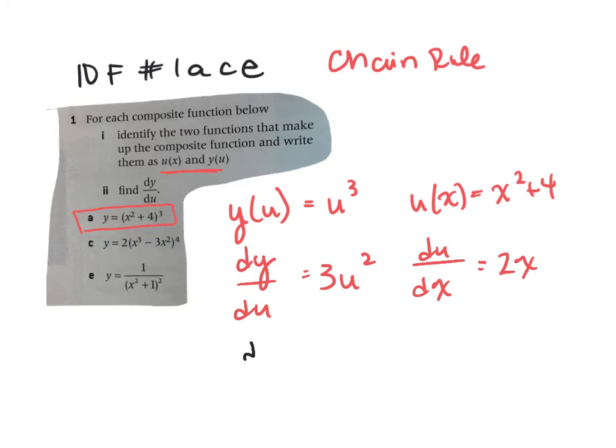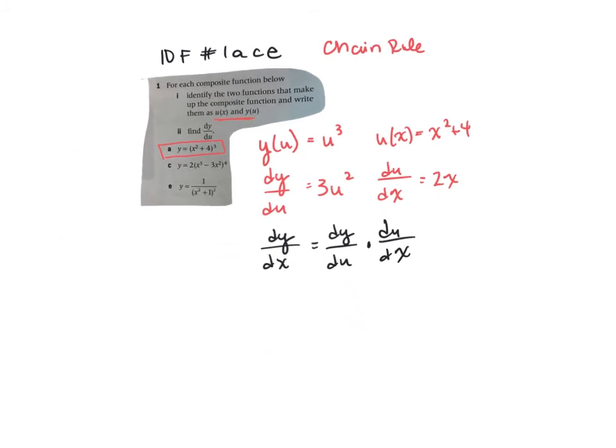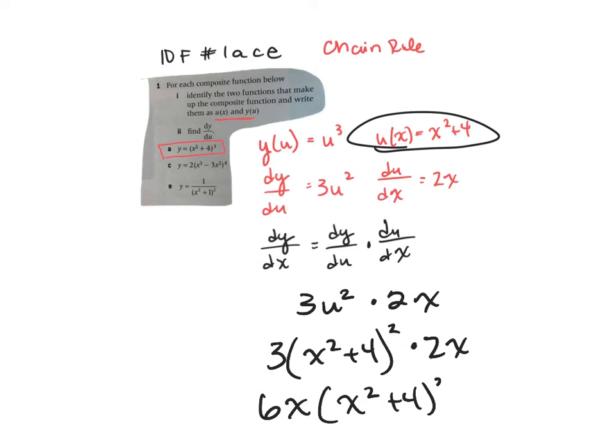And then if you go look at your chain rule, dy/dx is dy/du times du/dx. So we're just going to multiply 3u squared times 2x, and then u we're going to replace with x squared plus 4, so 3 times (x squared plus 4) squared times 2x. The simplified version of that would be 6x times (x squared plus 4) squared. That's my dy/dx.